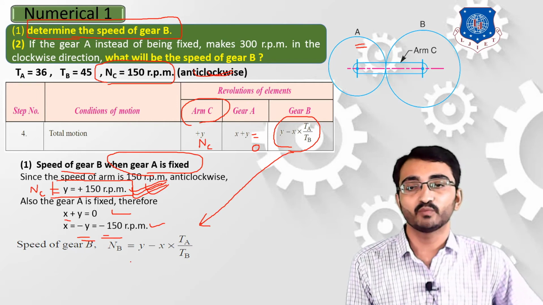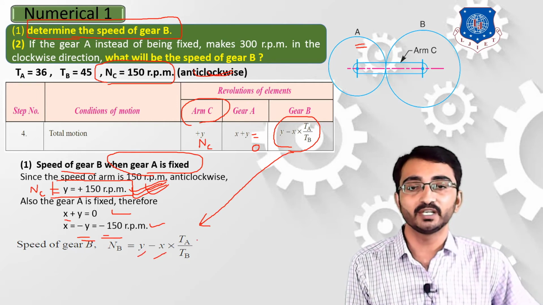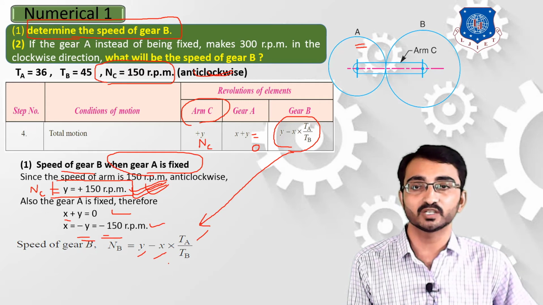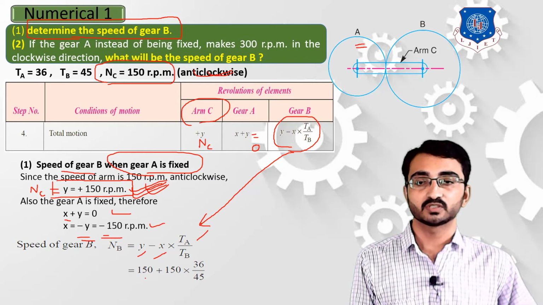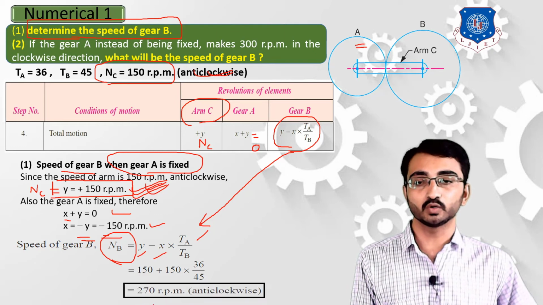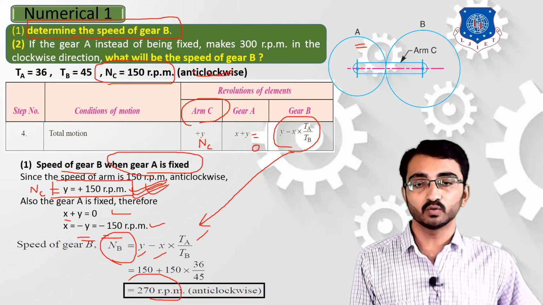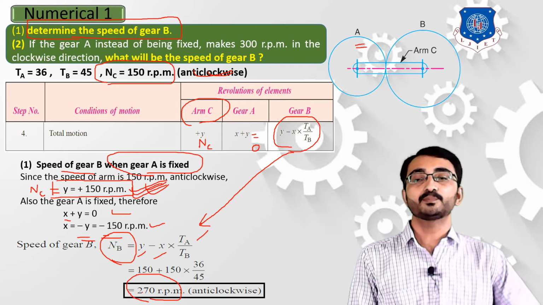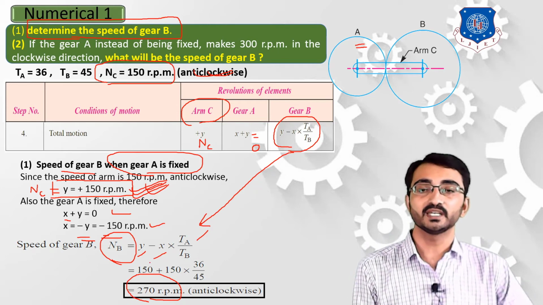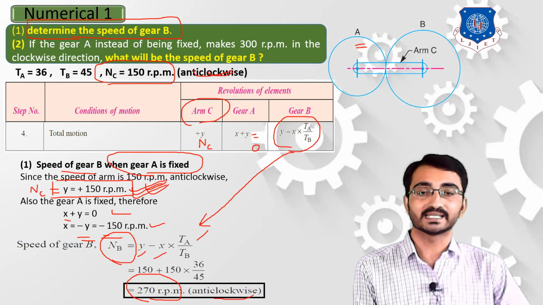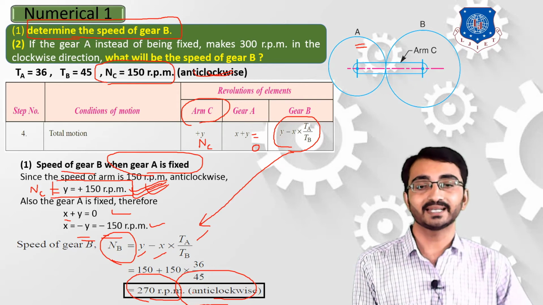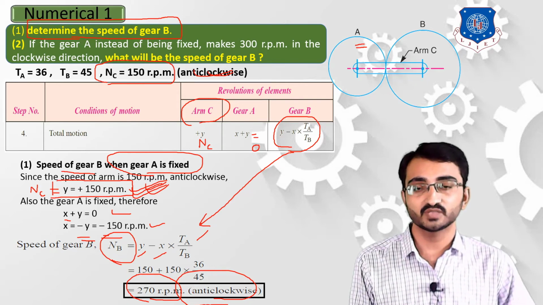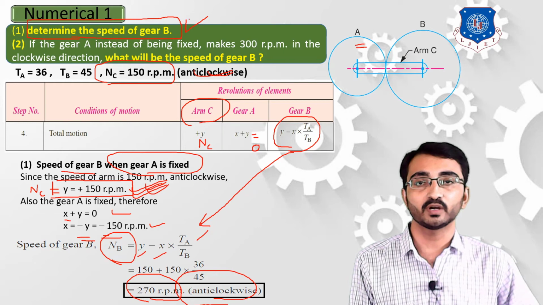Now we can put the values of y and x, and we have TA equal to 36 and TB equal to 45. So let's put the values of y, x, TA and TB. That will give us the final speed of gear B, NB, equal to 270 rpm. Now over here we are getting a positive answer. It means gear B is rotating in anti-clockwise direction. We have to mention the direction of gear B at last in brackets. So in this way we can calculate the answer for the first question.